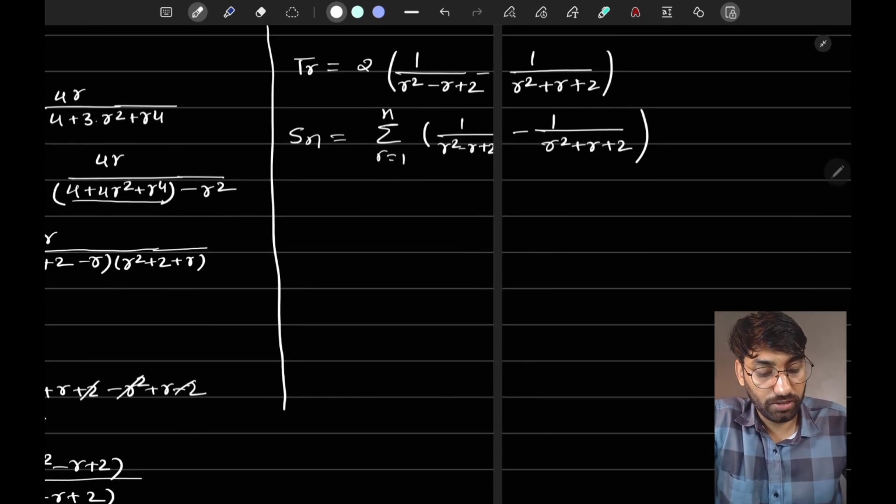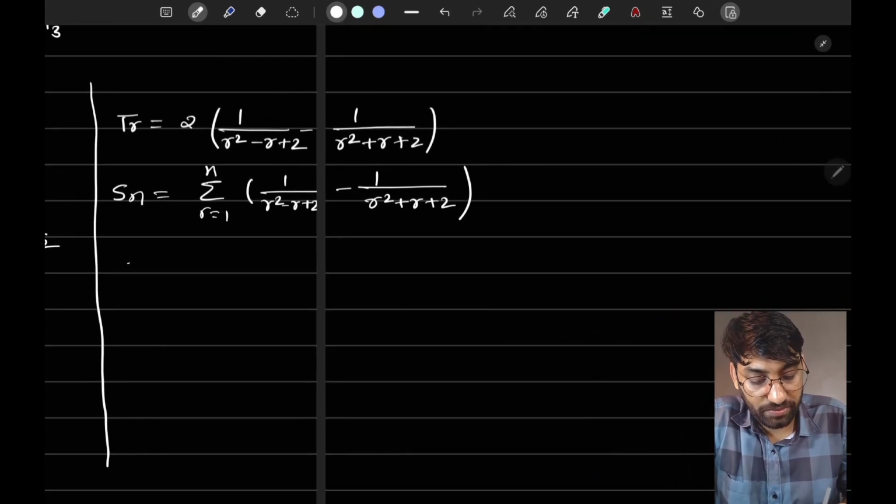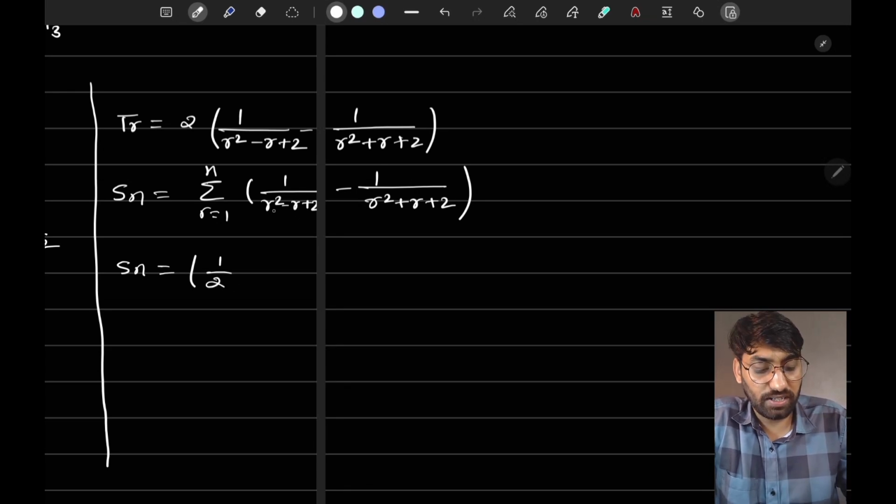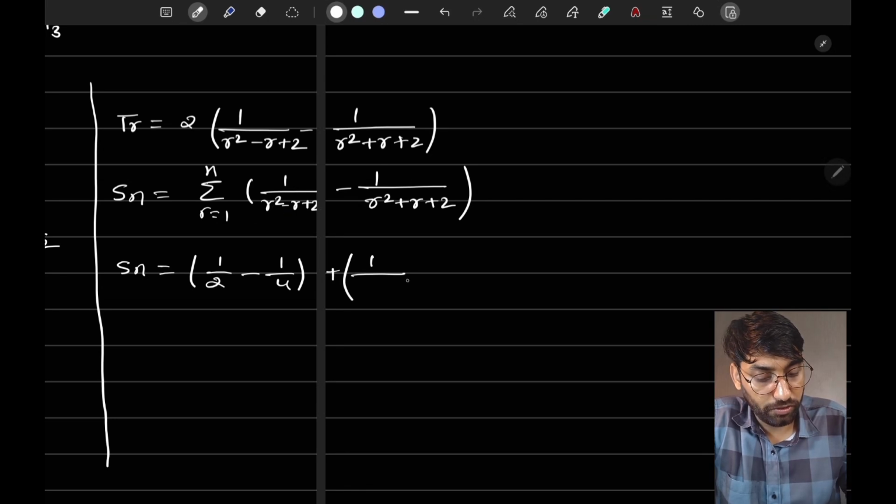So let's open it now. So after opening it, Sn will become what? My Sn will become just, r equal to 1. If I substitute, what I will get? r equal to 1 means 1 by 2. It means 1 square minus 1 will cancel out, so 1 minus 1 cancel out. So I will get 1 by 2 minus, here I will get what? 1 plus 1 plus 2, so it will become 1 by 4. Plus r equal to 2. So 1 upon r equal to 2 means 2 2s are 4 minus 2 plus 2. So that will become 1 by 4 minus 1 by 8 and so on.